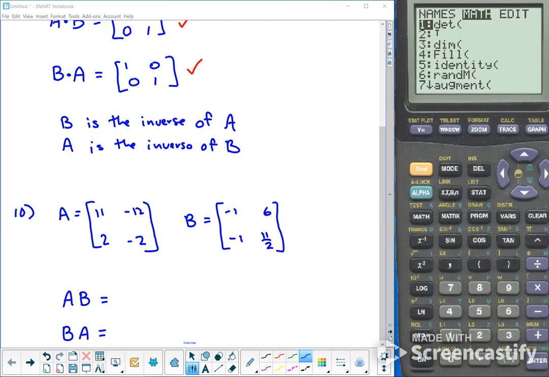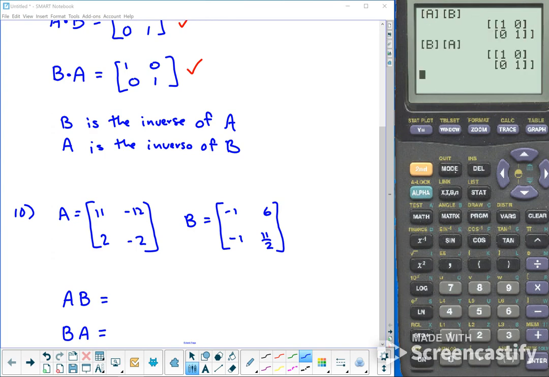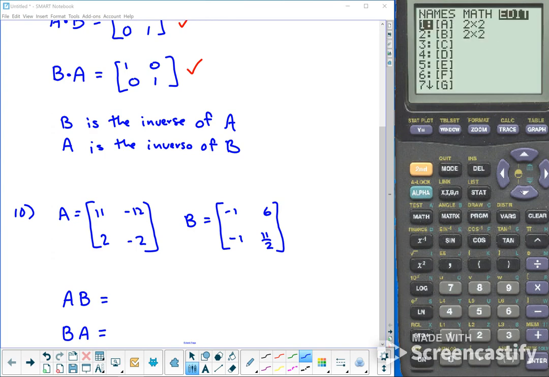Okay, so I'm going to go back into matrix, and I'm just going to edit because they're already 2 by 2, so they're set up. I'm going to type in my numbers directly. 11, -12, 2, -2. Okay, that's matrix A. Matrix B: -1, 6, -1, 11 over 2. Okay, quit out of there.